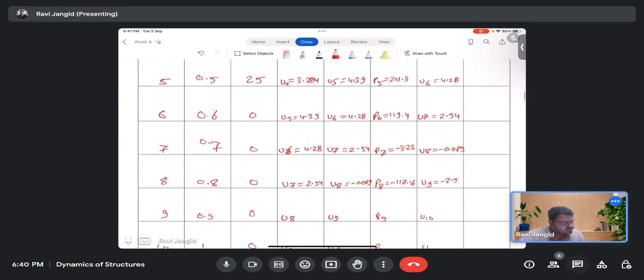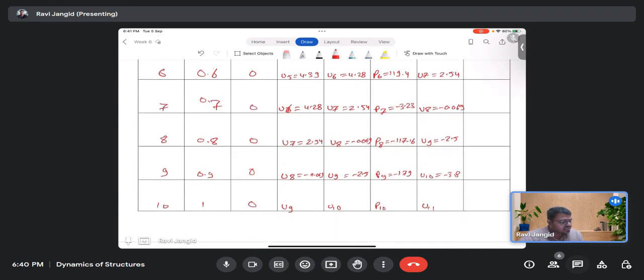So u8 becomes 0.069, and u9 is minus 2.5. So P9 becomes minus 179, so that would become minus 3.8. So you take minus 2.5 minus 3.8, so your P10 becomes minus 169, so that becomes minus 3.6. So this is the numerical value we have got.